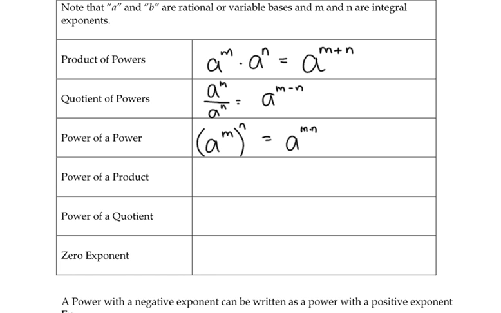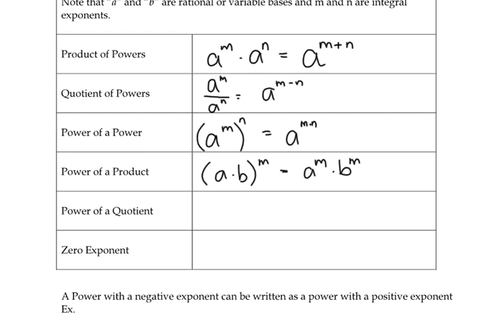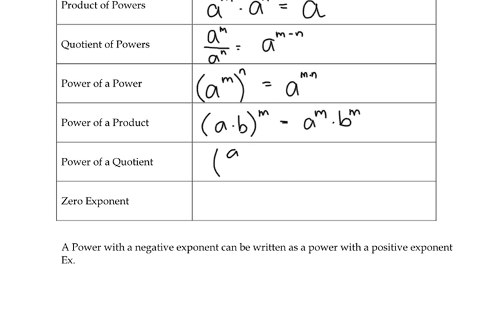Mn. Power of a product. So if there's more than one thing in our brackets, and we are being raised to the power of m, does this m apply to both of them? Yes. So it'd be a to the m times b to the m. It applies to everything inside the brackets. Even if there's a coefficient there, it applies to everything. We often forget the coefficient, but it applies to everything inside. Same idea for having a quotient raised to an exponent. Would that exponent apply to both of those? Yes. A to the m over b to the m.